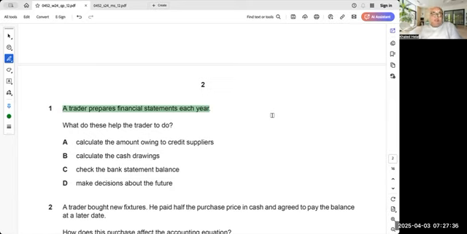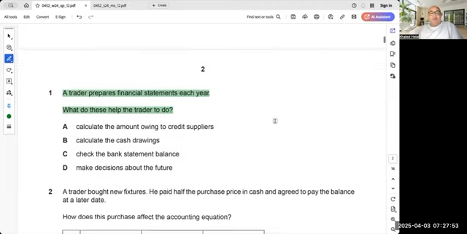All the financial statements cover a period of time, except the statement of financial position. So the question says, how do these help the trader? They're talking about financial statements. Option A: calculate the amount owing to credit suppliers. Is it only to find out what I owe the credit suppliers? Put yourself in the trader's shoes. A trader prepares financial statements each year. Is it just to calculate the amount owing to credit suppliers?